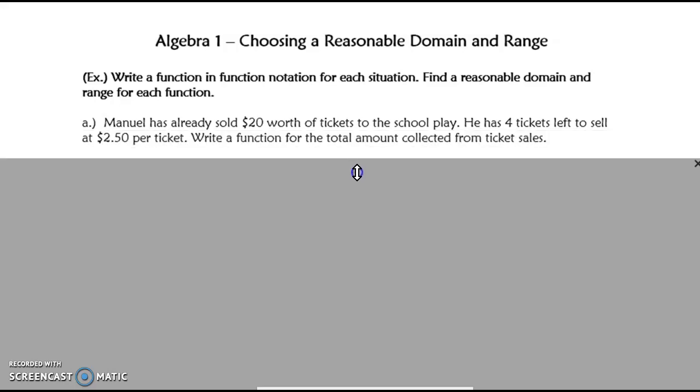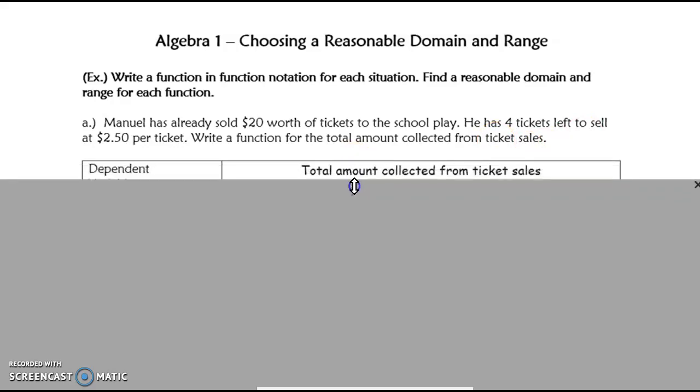problems. So your first problem says Manuel has already sold $20 worth of tickets to the school play. He has 4 tickets left to sell at $2.50 per ticket. How many of you have ever been in the situation where you're supposed to sell so many tickets? Yes. Okay, so you can relate to this. We're going to write a function for the total amount collected from ticket sales.